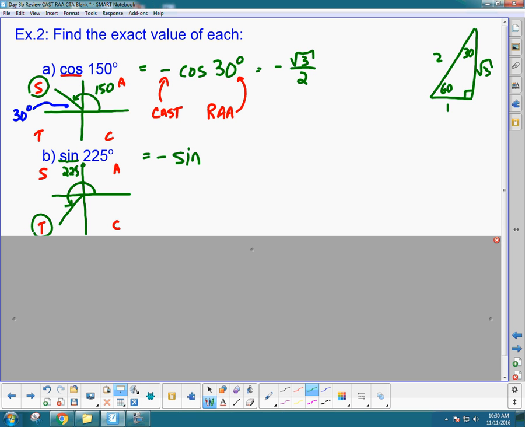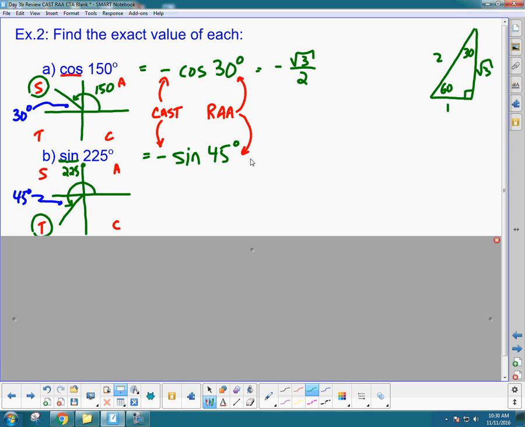So I know my answer is going to be negative, and it's also going to be the same as the related acute angle to 225. So I go and look, and here's the related acute angle. Remember, nearest x-axis. 180 subtracted from 225 is 45 degrees. So this is 45 degrees. And so I know it is going to be the same as sine 45, except with a negative in front of it. So remember, just like above, the cast rule will tell me if the answer is going to be positive or negative, and the related acute angle will get me an answer that I can actually figure out.